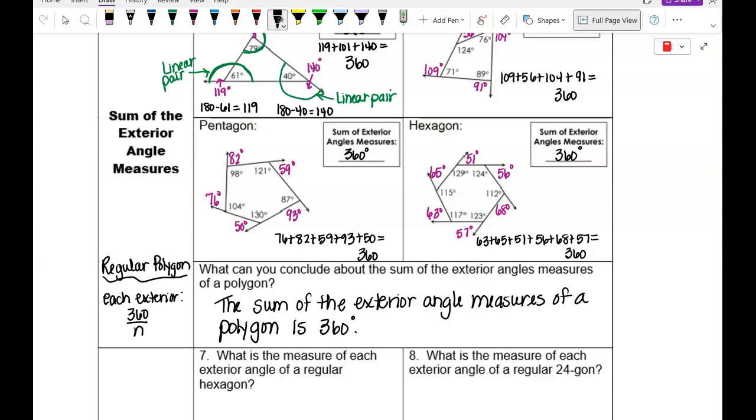But again, that part only applies if it is a regular polygon, because we know if it's a regular polygon, that all angles and all sides would have to be the same. And if each interior angle is the same, that means its linear pair on the outside would have to be the same all the way around, and it should still add up to 360.